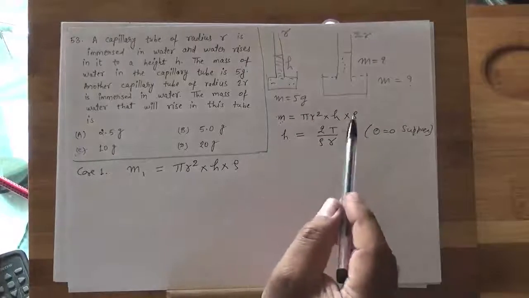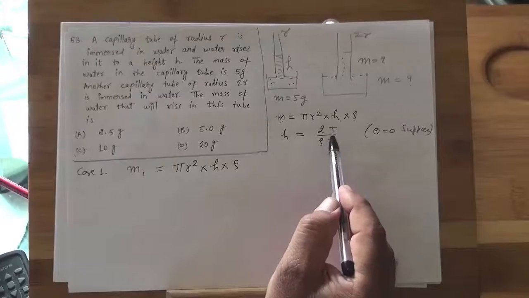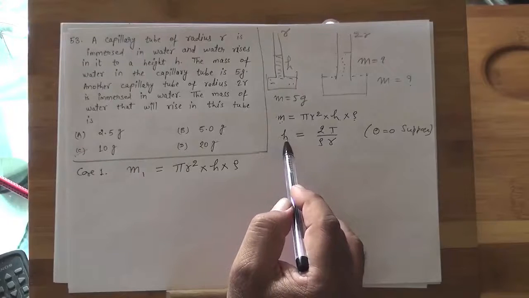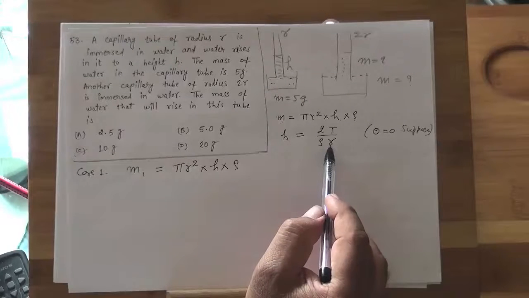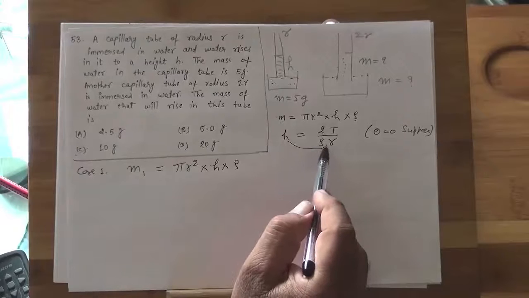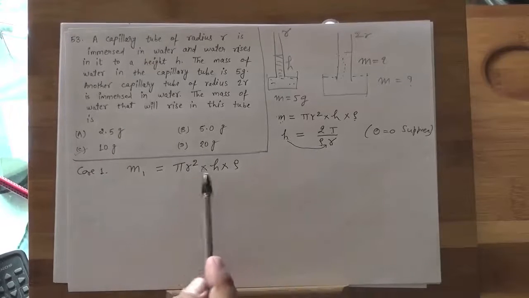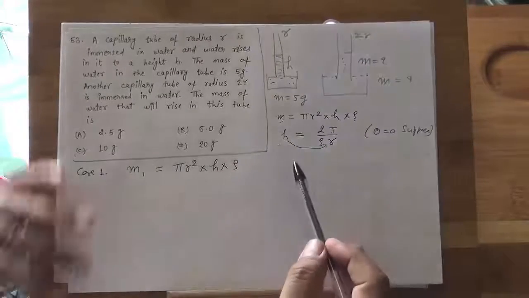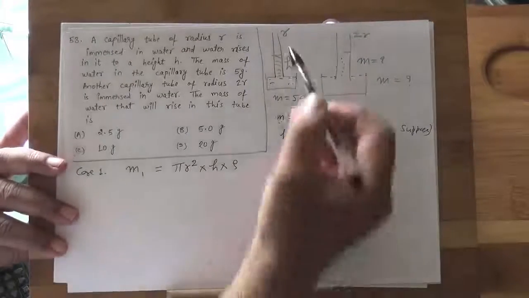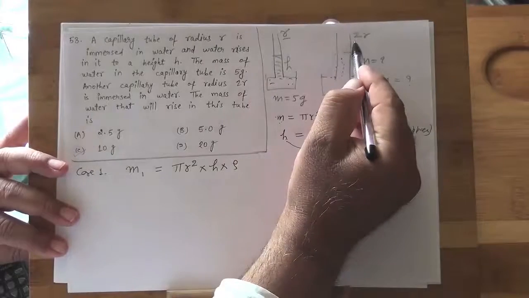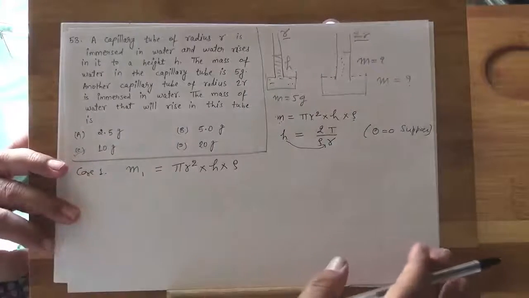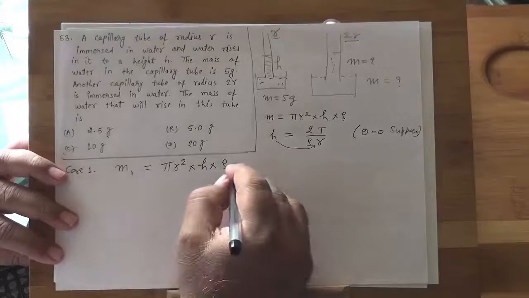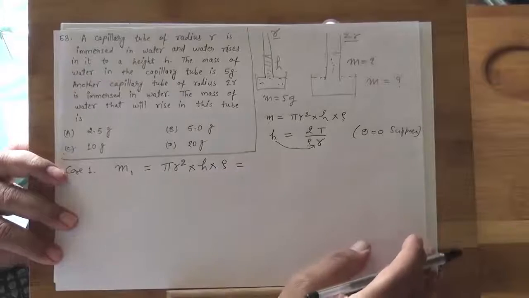So surface tension is common, and rho is common. Therefore, H is a function of R. That means H can be converted to the terms of R. In place of two unknown quantities, we will have only one unknown quantity, that is R, and this relation we know. Here it is R, here it is 2R. This gives us a hint that we must convert H into R. Okay, so this is how we think.